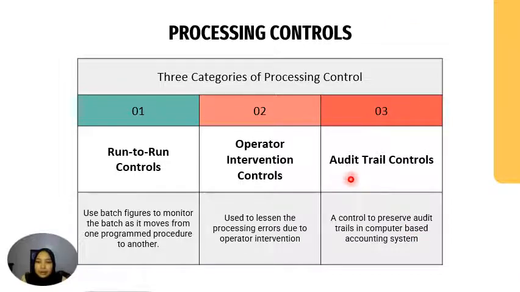The third category is audit trail controls. Audit trail control is a control to preserve audit trails in a computer-based accounting system. As we all know, the preservation of an audit trail is an important objective of process control. In an accounting system, every transaction must be traceable through each stage of processing, from its economic source to its presentation in financial statements. In an automated environment, an audit trail can be fragmented and difficult to follow.